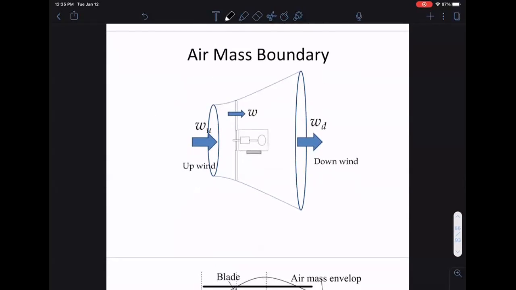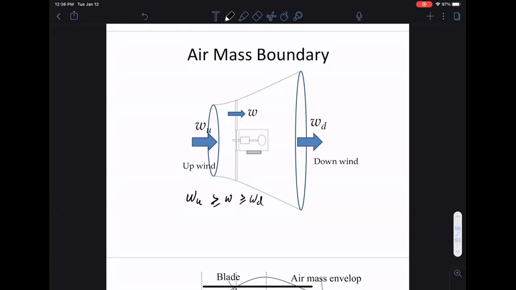Since we have the equation, we know that the speed of the upstream wind is larger than the speed of the wind at the blades, which is larger than the downstream wind. So we have this relationship. Then the envelope, the area contained there, has to expand. The speed keeps on decreasing, so the amount of area has to increase. So we get this sort of air mass boundary out of it.